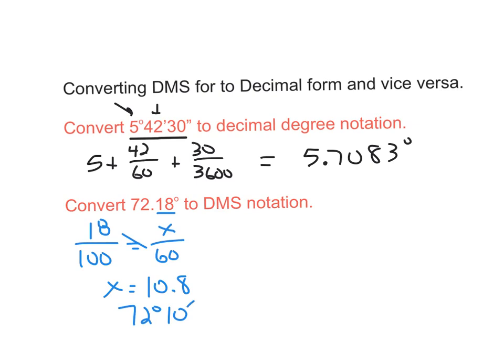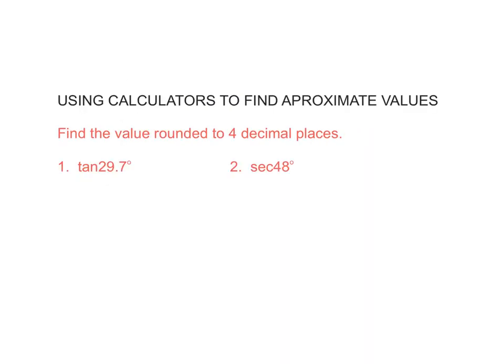Now I need to get the seconds. So I'm going to take the decimal I still have, that 0.8, which is really 8 tenths, and try to change it to seconds. So I'm changing it to x over 60 also, doing exactly the same thing, multiplying this way, and then dividing by 10. 60 times 8 divided by 10 is 48. So that's 48 seconds. So there it is, 72 degrees, 10 minutes, 48 seconds. So you'll do a few of those today as well.